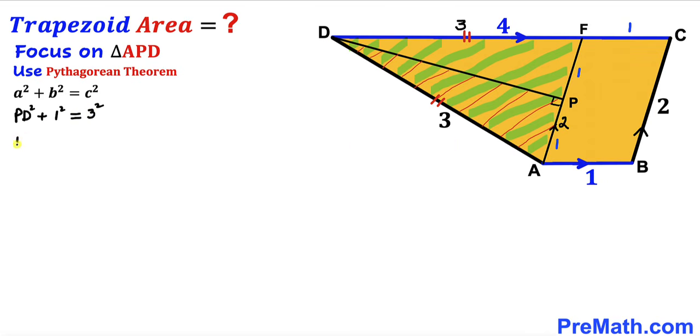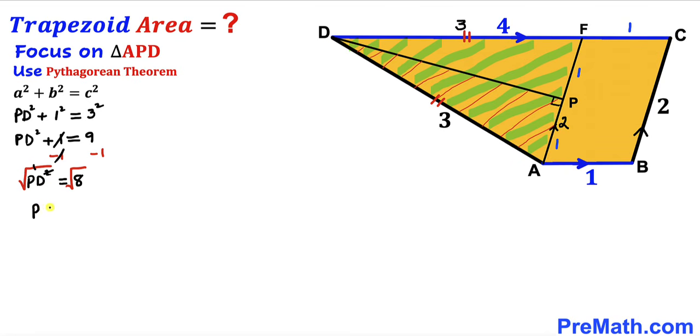Let's simplify. We get PD squared plus 1 equals 9. We are going to subtract 1 from both sides. This is gone. So PD squared turns out to be equal to 8. Now we are going to undo this square by taking the square root on both sides. And here we can see square and square root is gone.